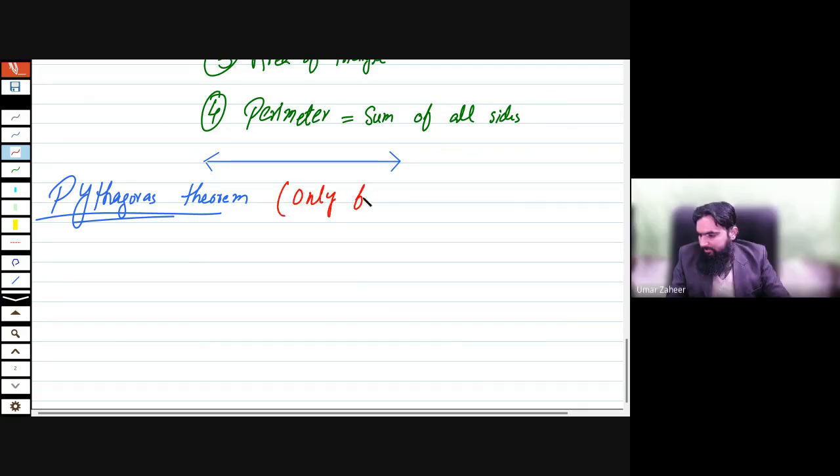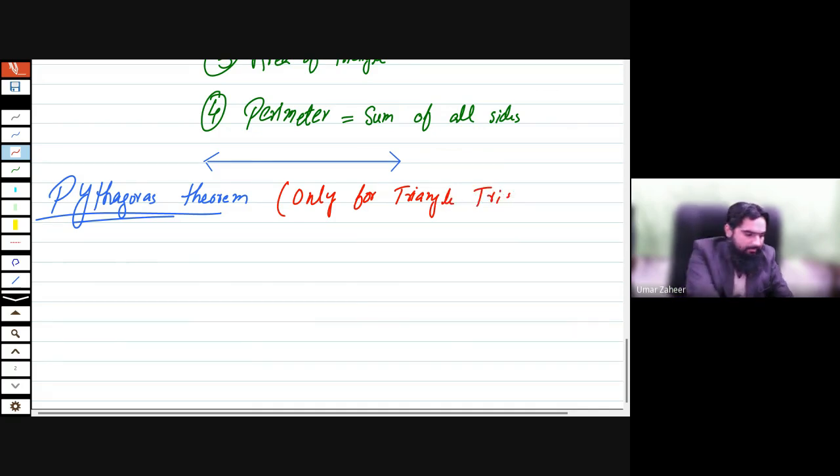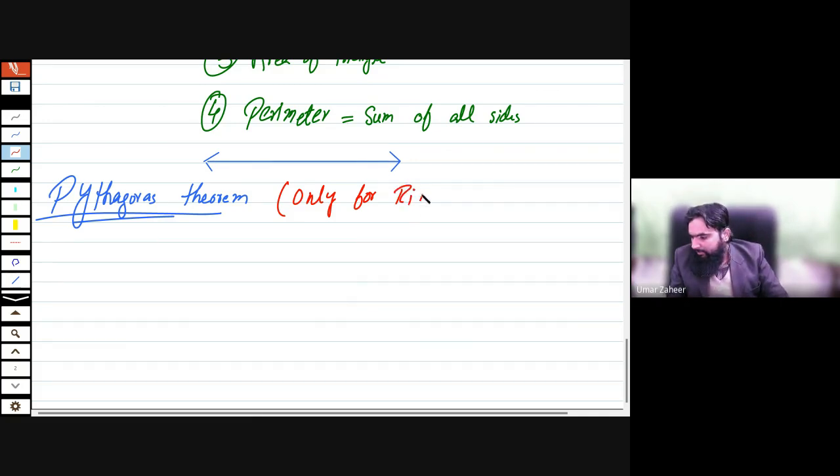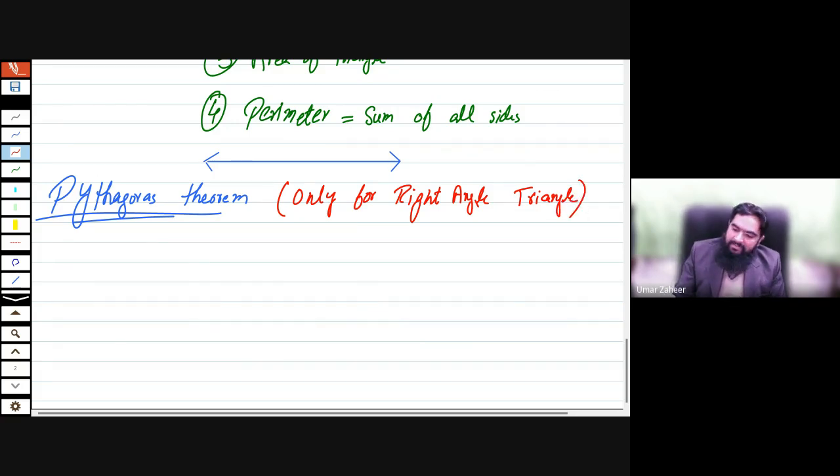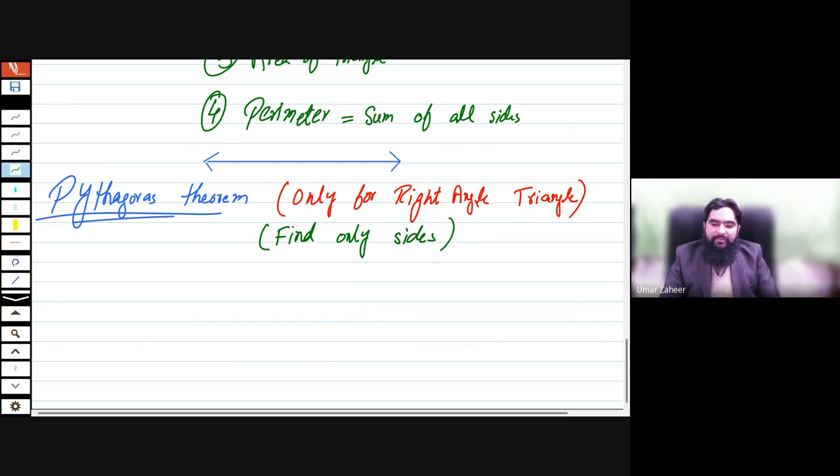Only for right angle triangles, not for other triangles. The second thing is you can find only sides with the help of the Pythagoras theorem.